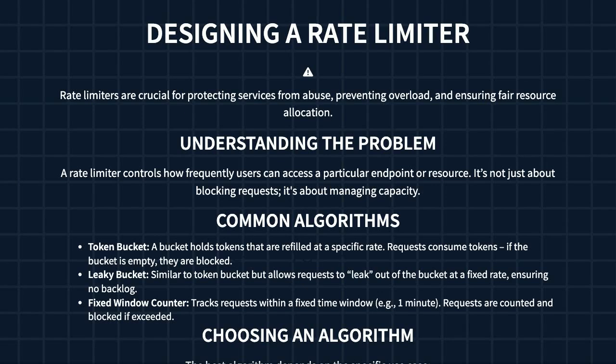Okay, let's talk about designing a rate limiter, a really important component in building robust systems. Rate limiters basically control how often users can access an endpoint to prevent overload or abuse. There are several algorithms you can use. The most common ones are the token bucket and leaky bucket methods, and there's also a simpler fixed window counter approach. Each has its strengths. The token bucket is great for handling bursts of traffic, while the leaky bucket helps smooth out requests and prevent build-up. Think about what your specific needs are to pick the right one.